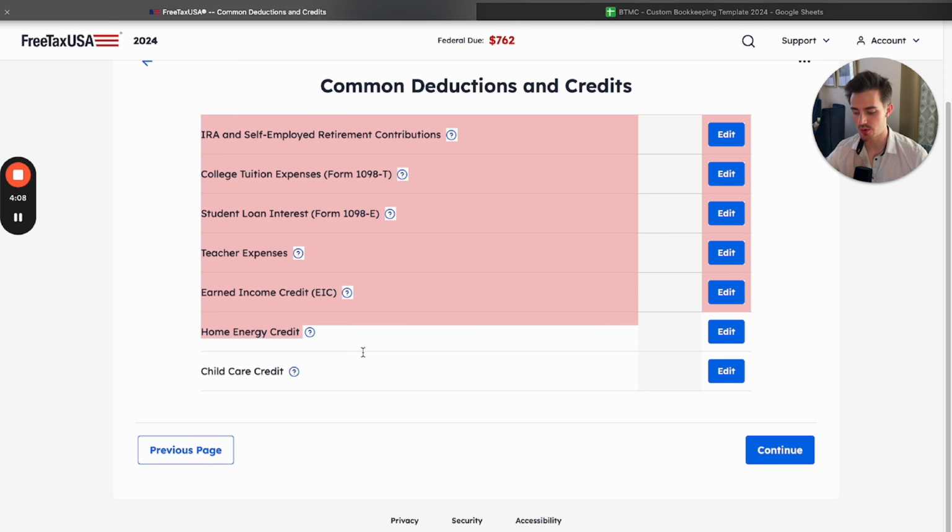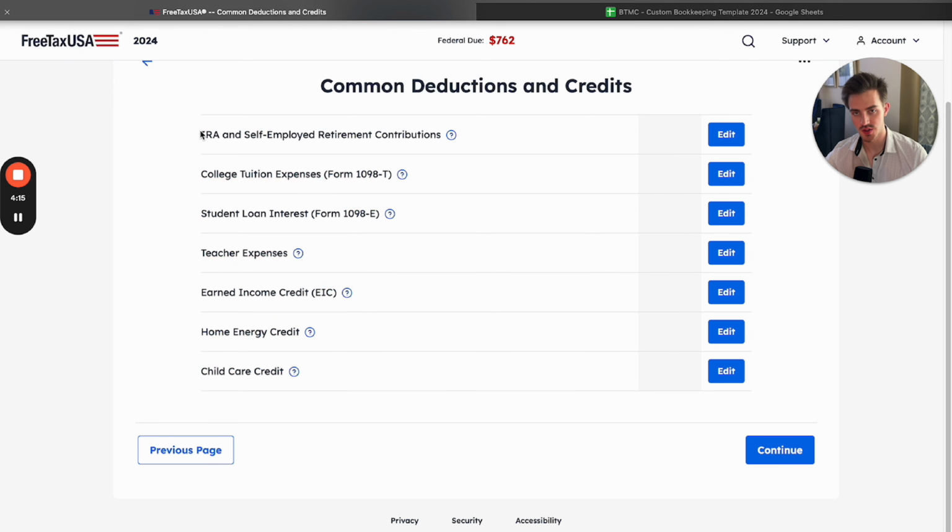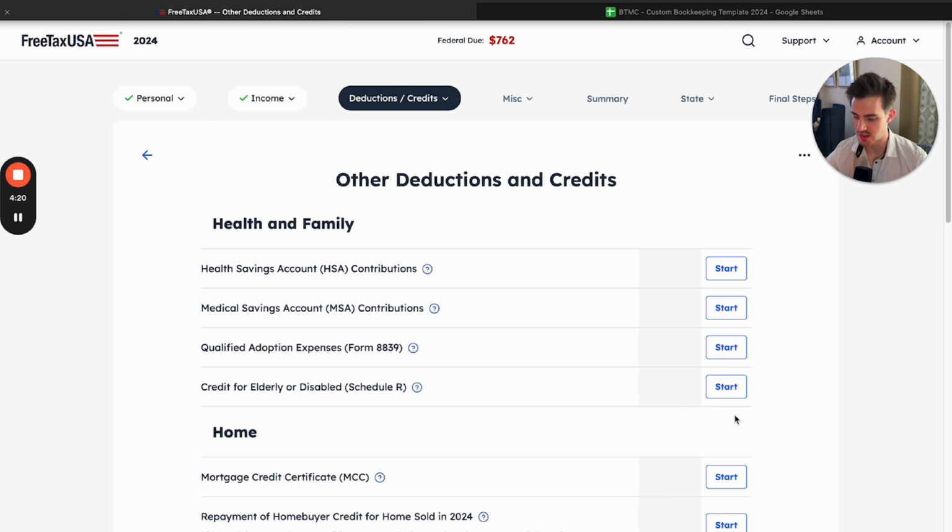Again, I skipped through all of these just because these don't apply to the majority of people, but if any of these do apply and you have questions on them, feel free to reach out to me in a DM and I will help you out. So I will just hit continue right here.